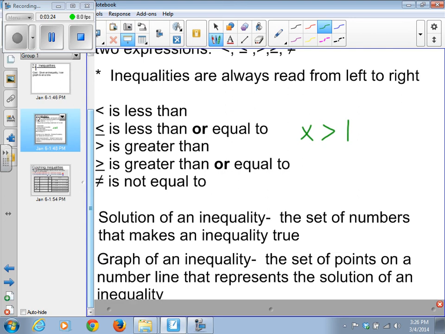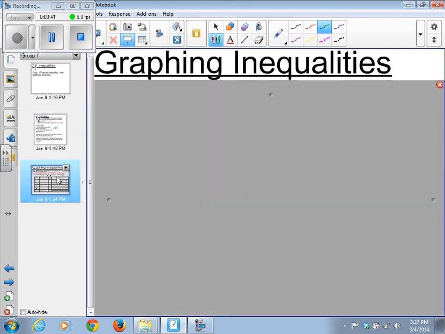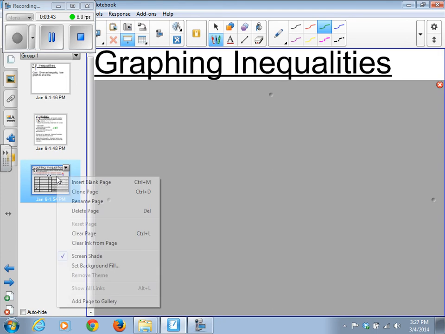And finally, when we graph the inequalities, that's going to be the set of points on a number line that represents the solution of the inequality. So, with that said, let's move on to the next slide, which is going to be the graphing of inequalities.